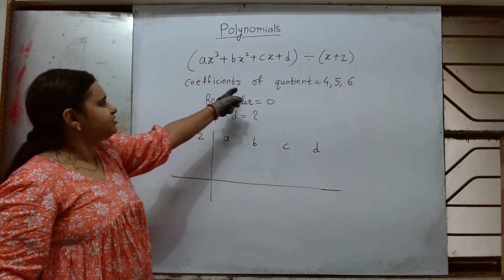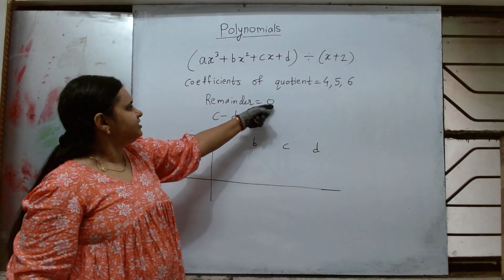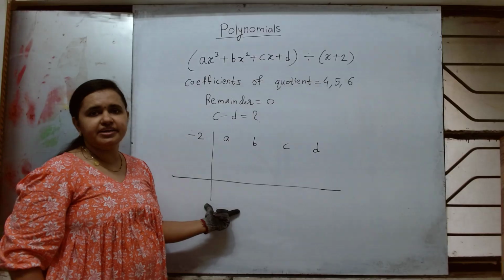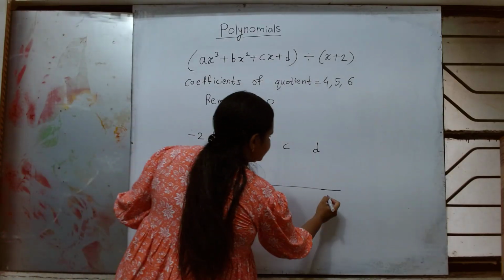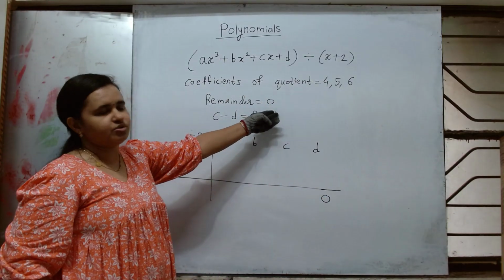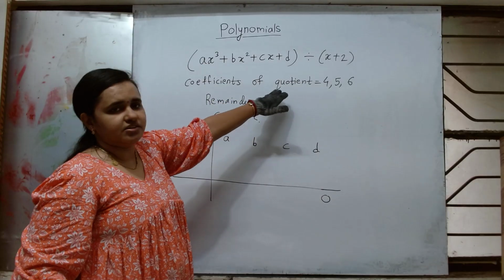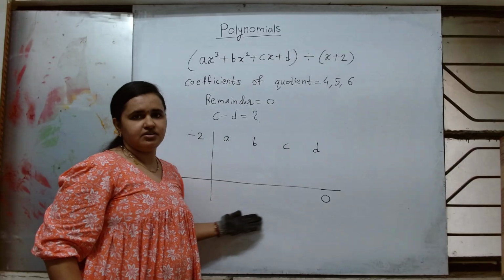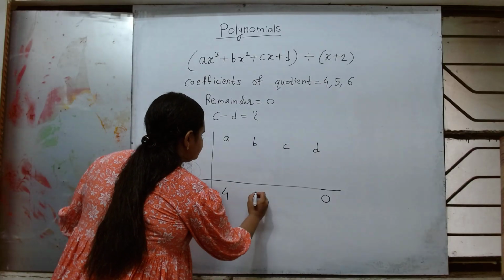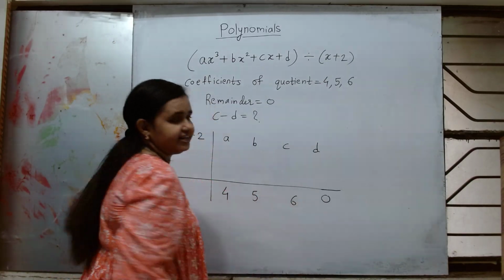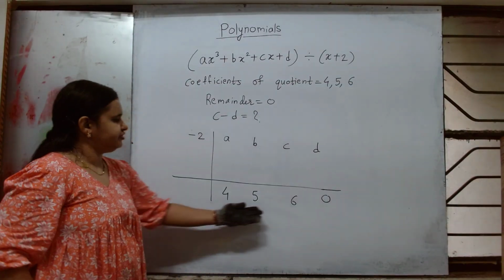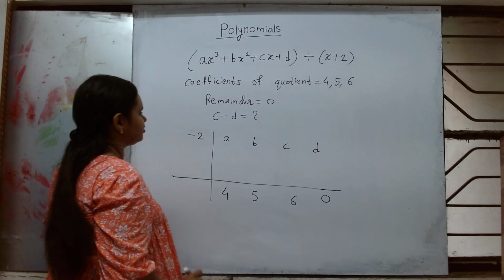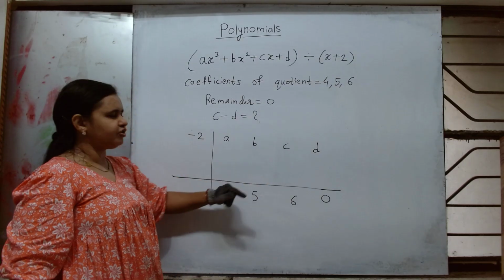Now coefficients of quotient, remainder is given as 0. If we divide by synthetic division, we get the remainder in last. So here we can write 0 as remainder is given as 0. We get coefficients of quotient from here. So we can write here coefficients of the quotient 4, 5 and 6. Now coefficients are given, remainder is given, this middle one is not given. So we have to calculate the value of a, b, c, d from this.